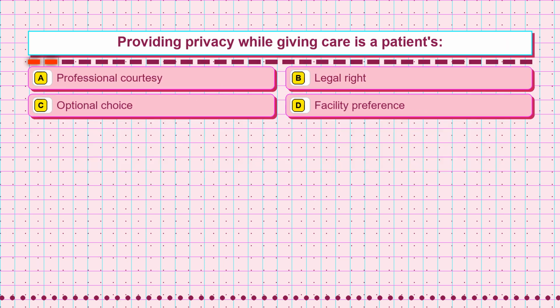Question 69. Providing privacy while giving care is a patient's: Option A. Professional courtesy. Option B. Legal right. Option C. Optional choice. Option D. A facility preference.